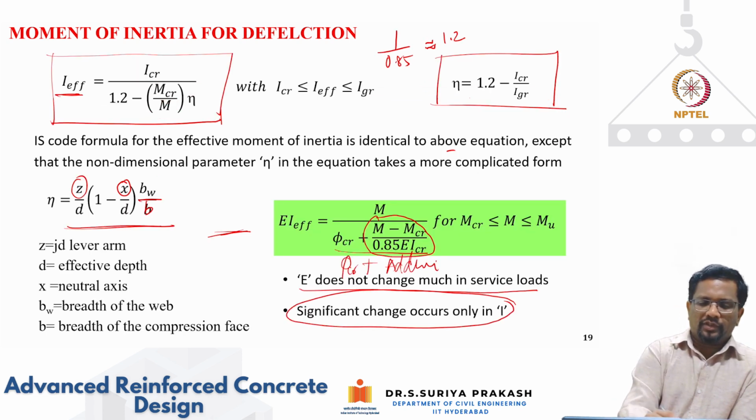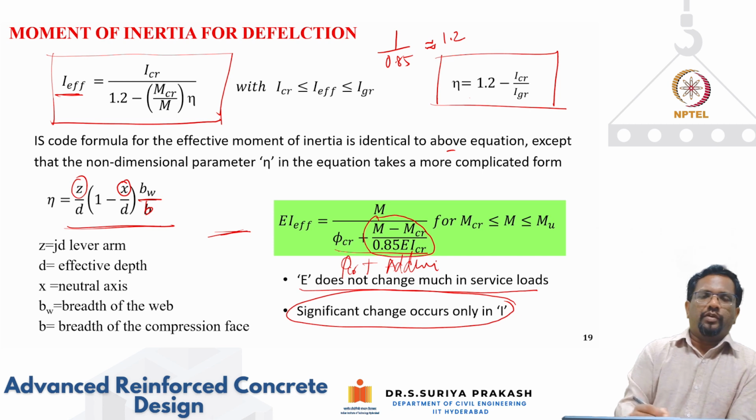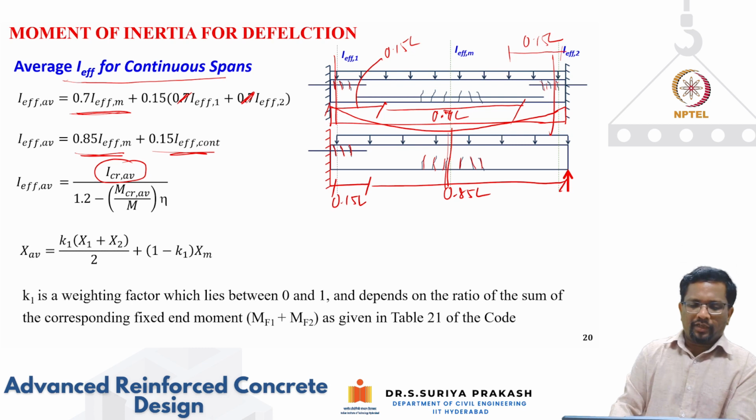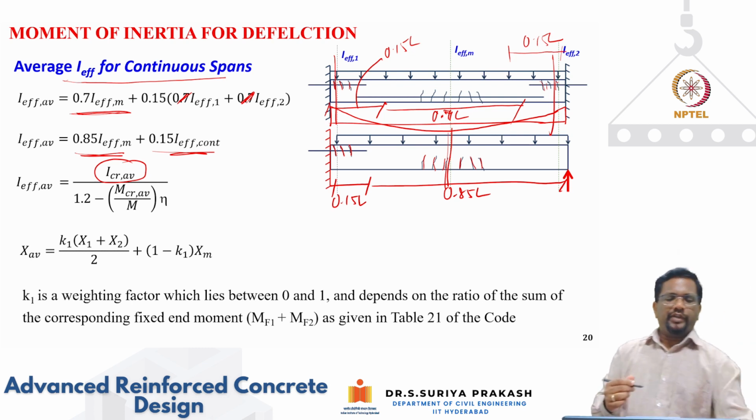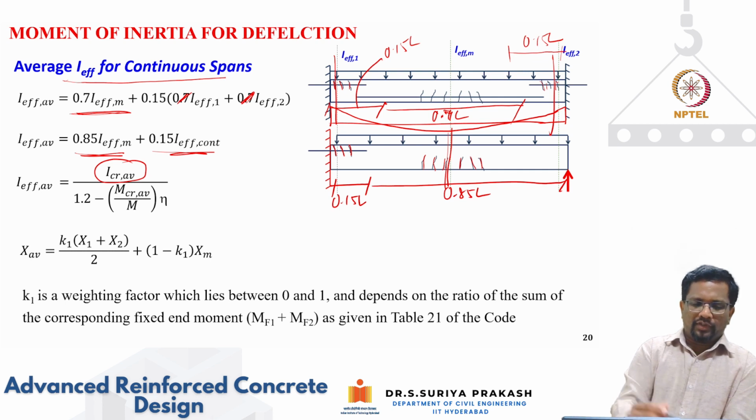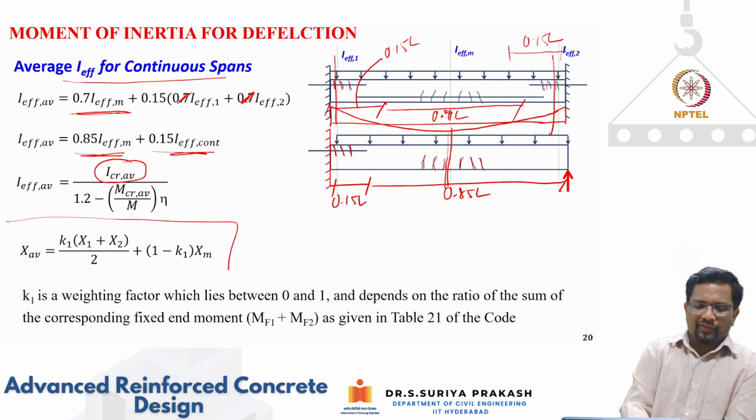Now this is for the member level. Then how do we do? So you have to put I cracked average and then M cracking by M times eta. All these factors I have to take in terms of some weighted average. So how do we get that? So you see here, for all this M cracked average, the M, all these things we are going to take in terms of some weighted average function like this.